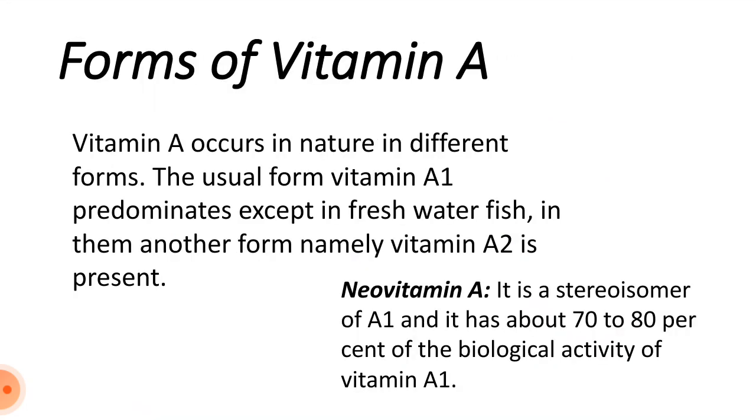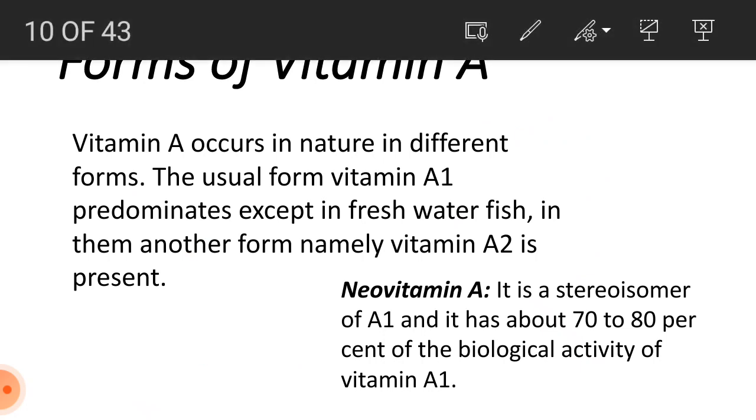Let's look at the forms of vitamin A. Vitamin A occurs in nature in different forms. The usual form is vitamin A1, which predominates except in freshwater fish. In them, another form, namely vitamin A2, is present. Neovitamin A is a stereoisomer of vitamin A1 and it has about 70 to 80% of the biological activity of vitamin A1. So neovitamin is the stereoisomer of vitamin A1.